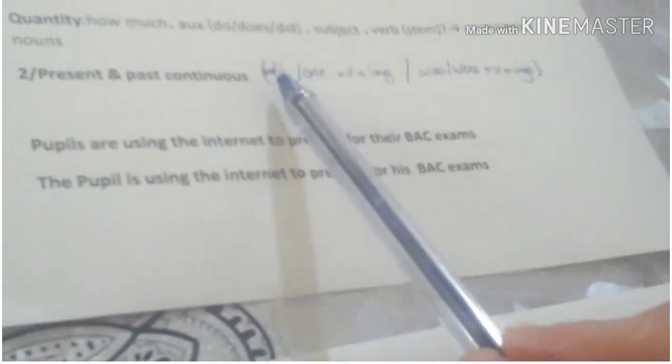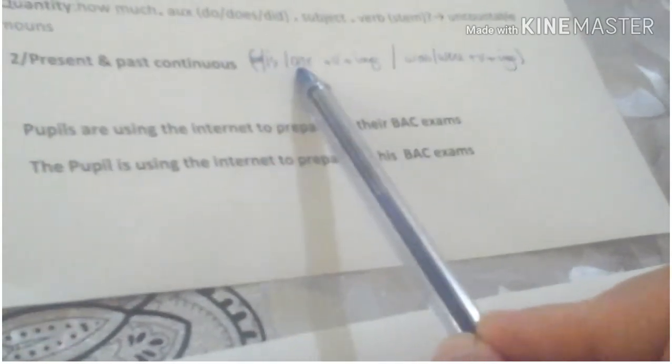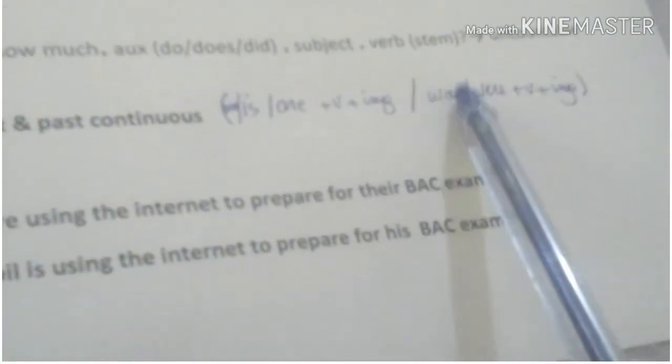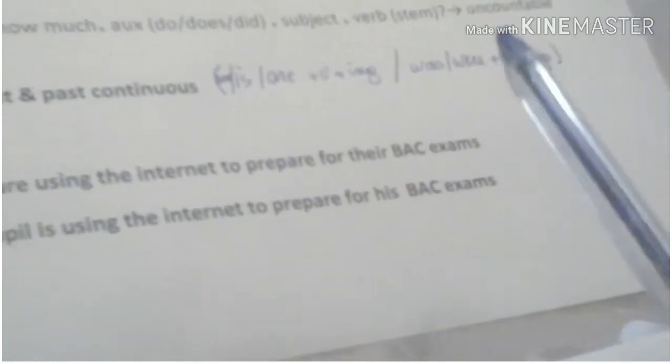Now, present and past continuous. How do you know that the verb is continuous? It's is or are plus the verb plus ing. This is the present. Is, are plus verb plus ing. If it is the past continuous, it's was or were plus verb plus ing. Let's see the rule before we do a practice.